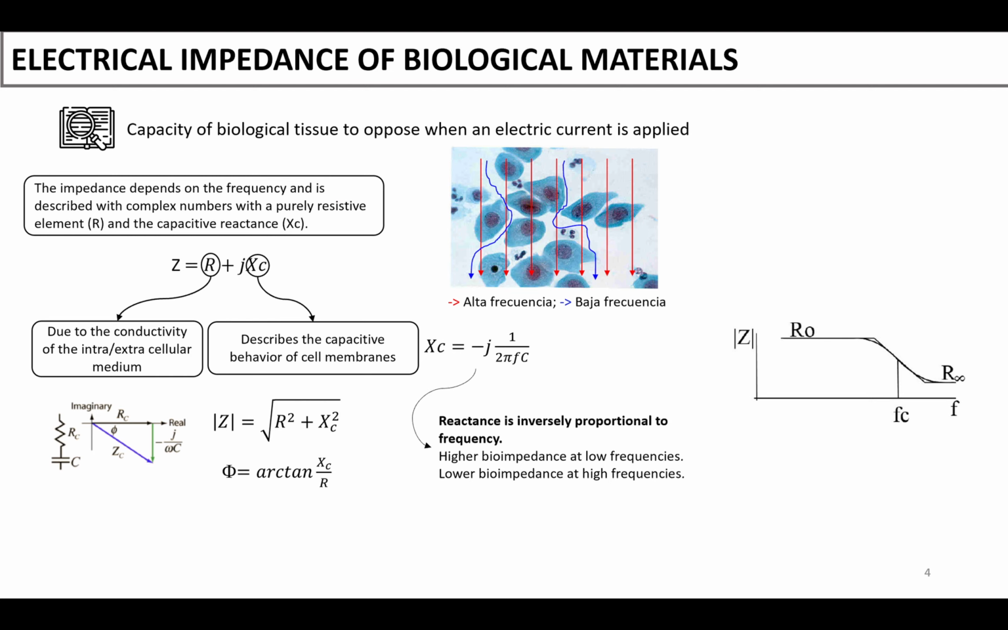The bioimpedance is defined as the capacity of the tissue to oppose an applied electric current. It depends on the frequency and is described with complex numbers, with a pure resistive element due to the conductivity of the intra- and extracellular medium and a capacitive reactance that describes the capacitive behavior of the cell membranes. This capacitive reactance is described with the equation on the screen. As we can see, it is inversely proportional to frequency. For this reason, the bioimpedance is higher at low frequencies and lower at high frequencies.